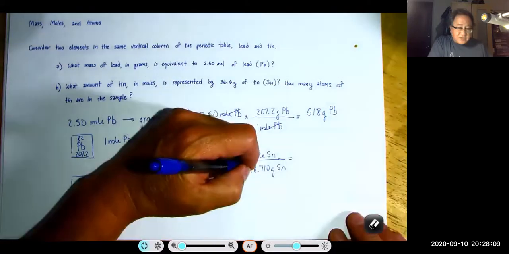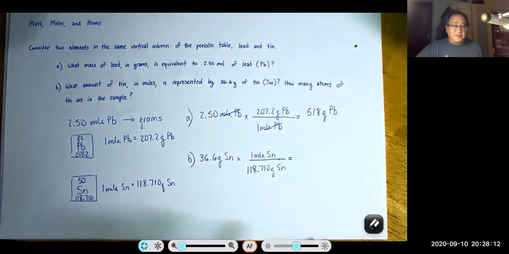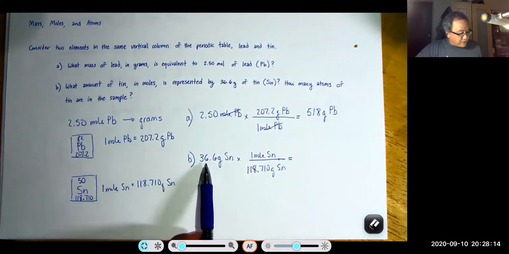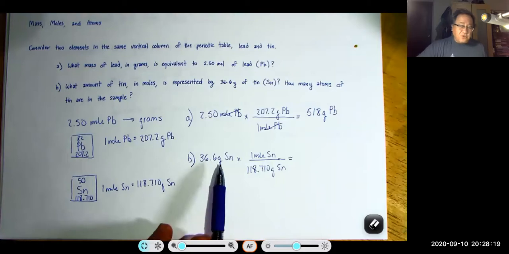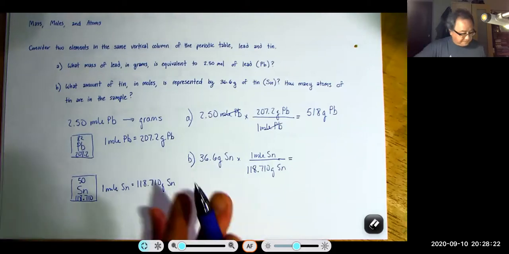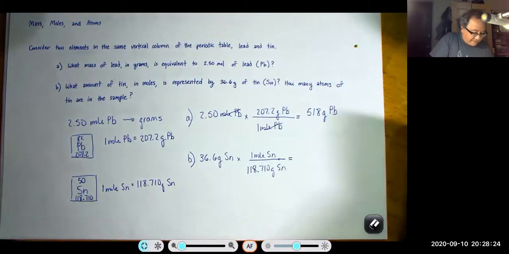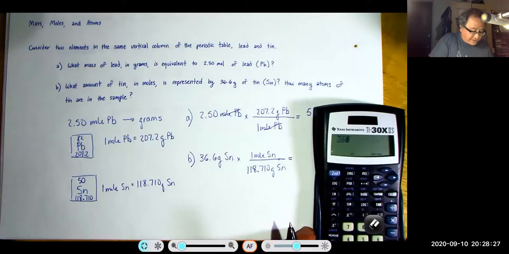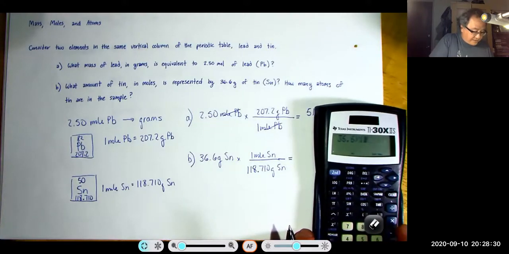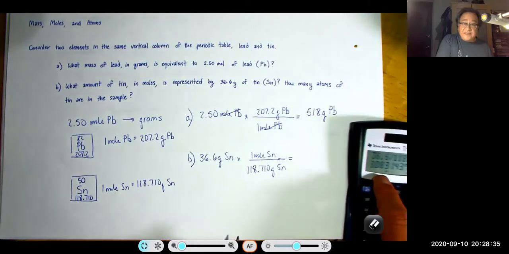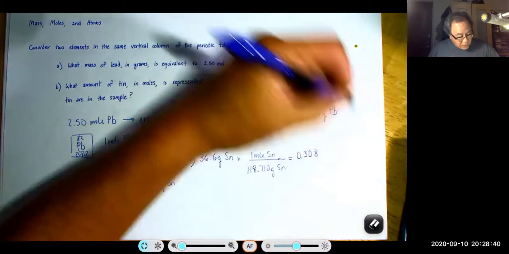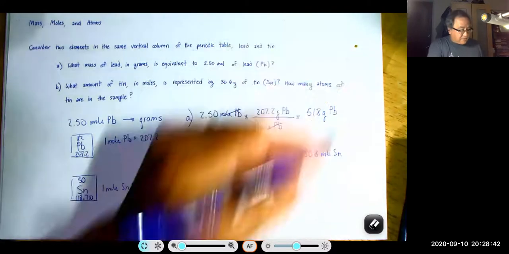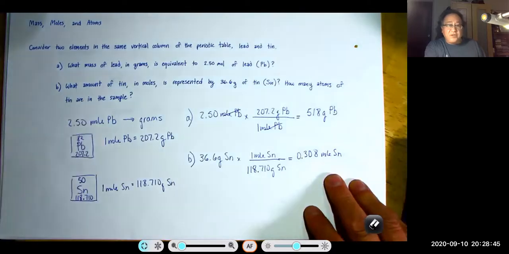So this one is a little harder to estimate, but I think we can still do it. Can we see that 36 might go into 118 about 3 times? So this is roughly 1/3. So we expect the answer to be around 0.3, if you will. All right, so let's find out if that's the case. 36.6 divided by 118.710, and we get 0.308 mole of tin. And this is the amount of work I would expect to see for how many moles.